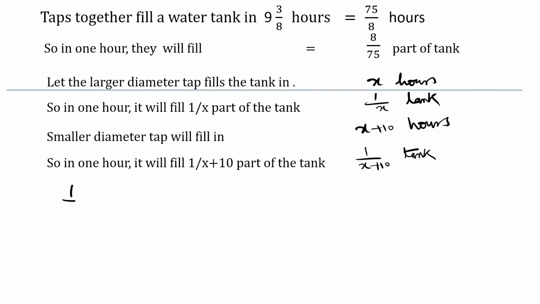So in 1 hour the larger diameter tap fills 1/xth part of the tank plus the smaller diameter fills 1/(x + 10)th part of the tank. And as per the question, in 1 hour they together fill 8/75. So we equate this to 8/75.